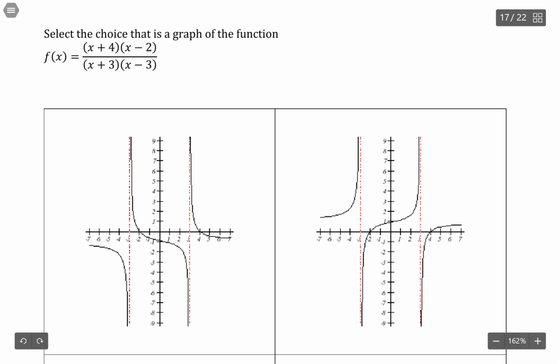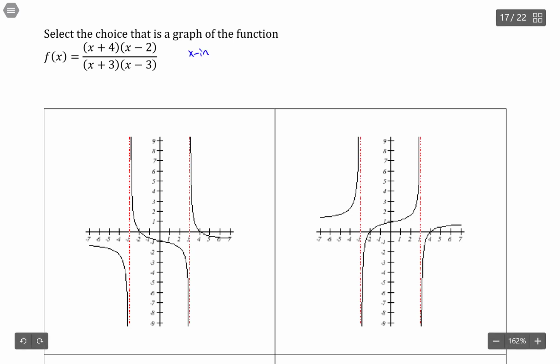Select the choice that is a graph of the function (x + 4)(x − 2) over (x + 3)(x − 3). So to determine which of these graphs fits, we just need to get the important aspects of a rational function and see which one works.